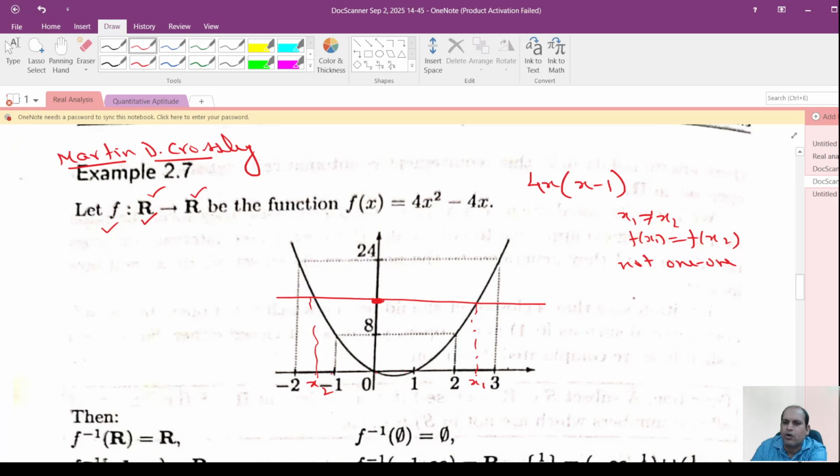Now, also this map is not onto. Why is this map not onto?